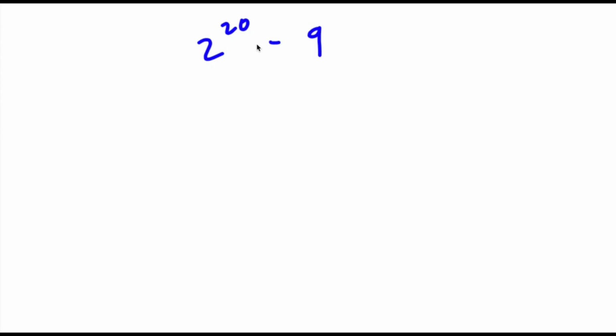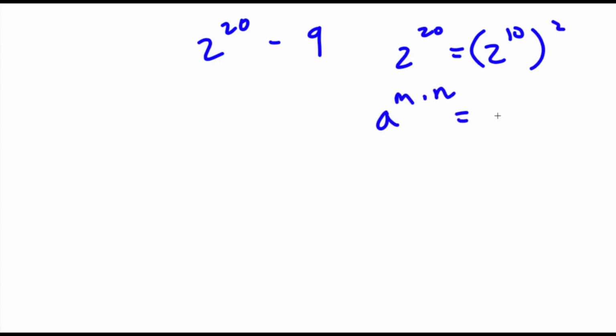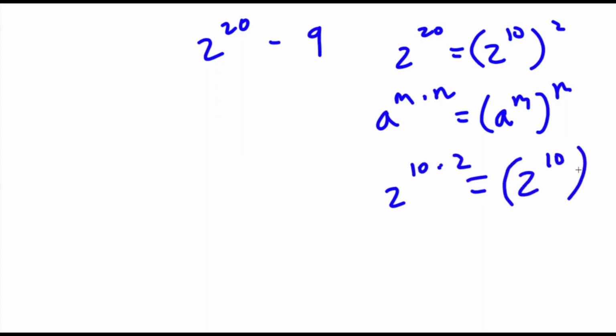Alright, so we have 2 to the power of 20 minus 9. Now 2 to the power of 20, this is the same thing as 2 to the power of 10 squared. Because if I have something in the form a to the power of m times n, this is the same thing as a to the power of m to the power of n. And in this case, 2 to the power of 20, that's the same thing as 2 to the power of 10 times 2. So this is equal to 2 to the power of 10 to the power of 2.